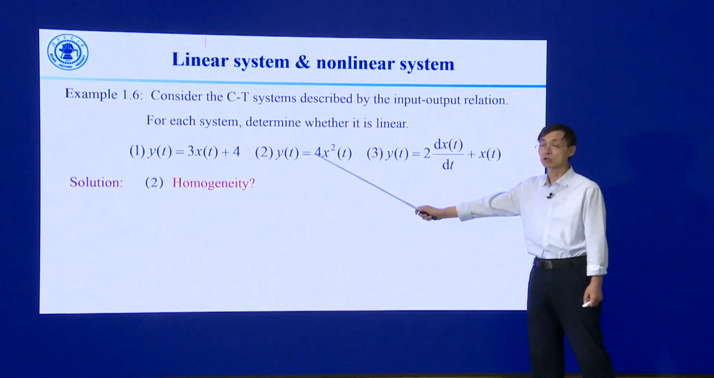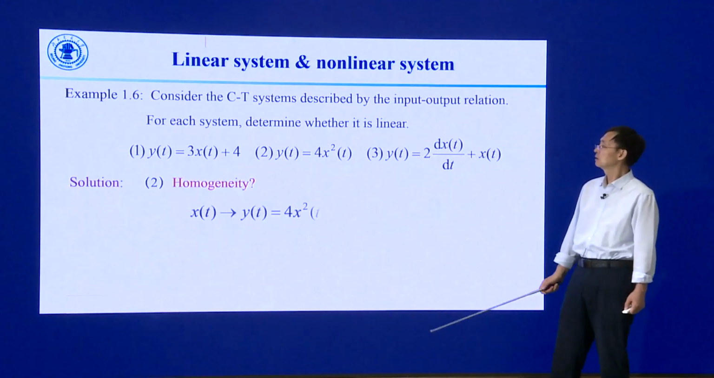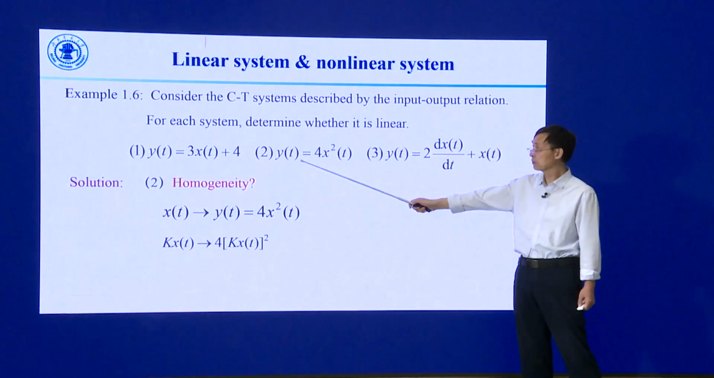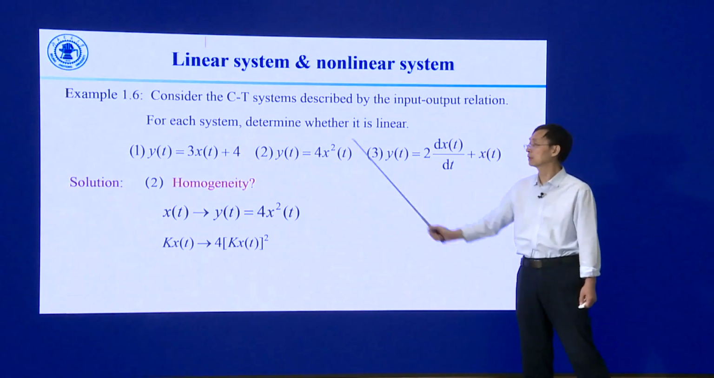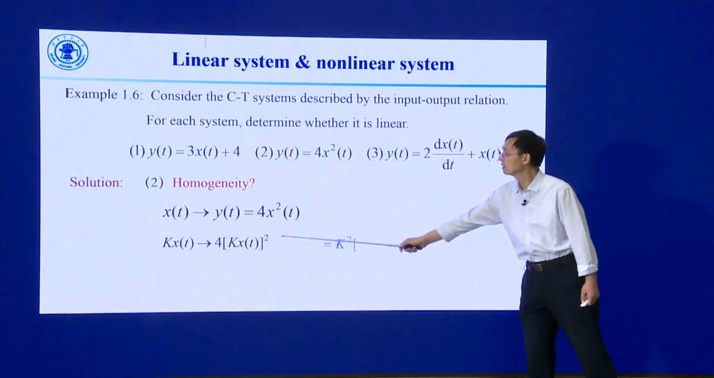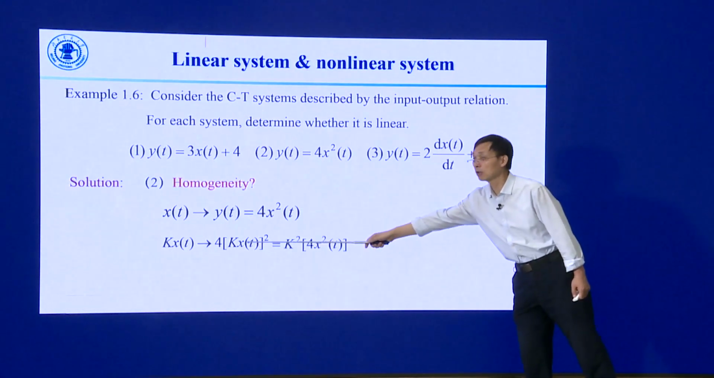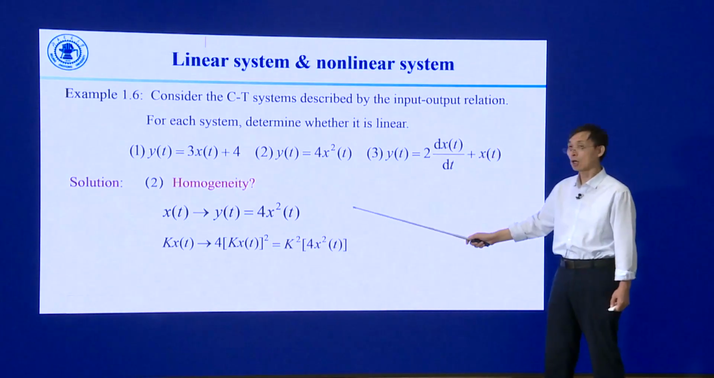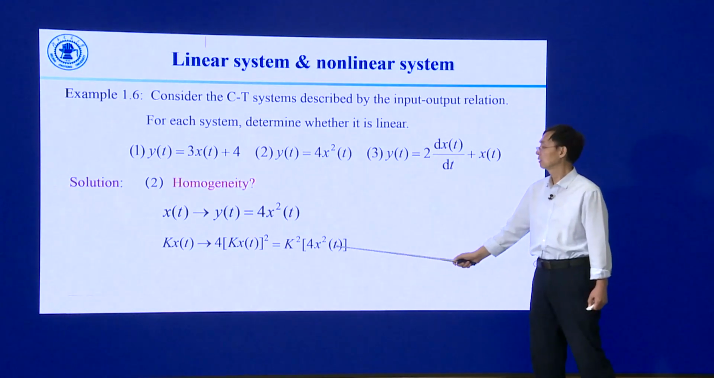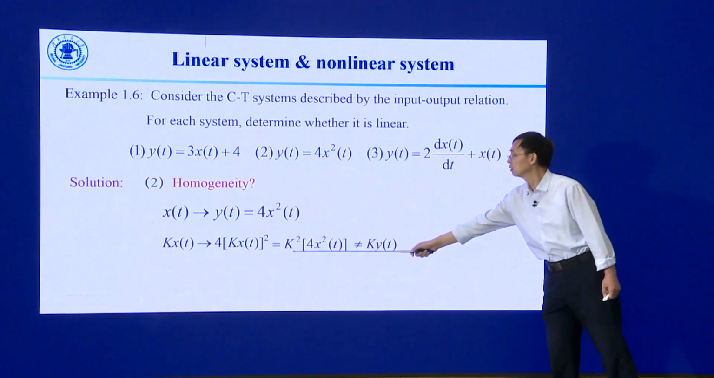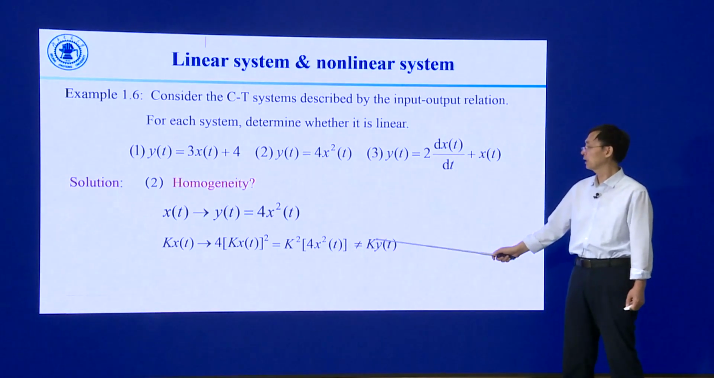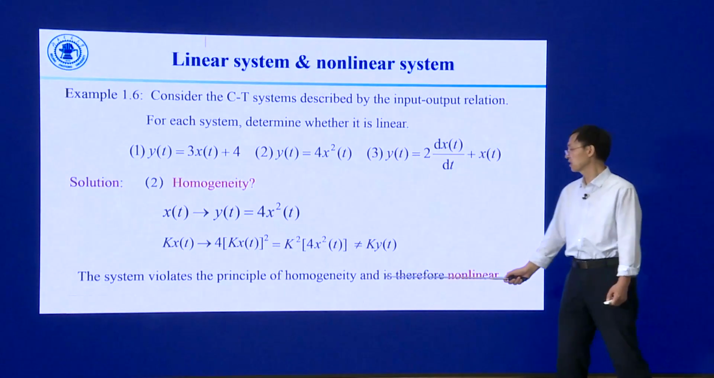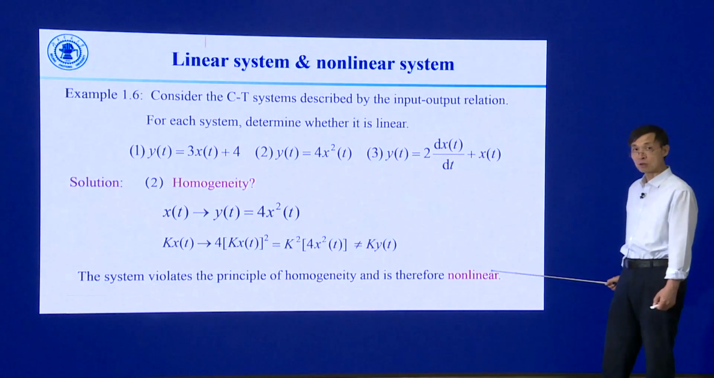For the second system, let's first determine its homogeneity. According to the relation between input signal and output signal, when the input signal becomes k times x(t), we can get its output signal. This result doesn't equal k times y(t), so the system is a nonlinear system.